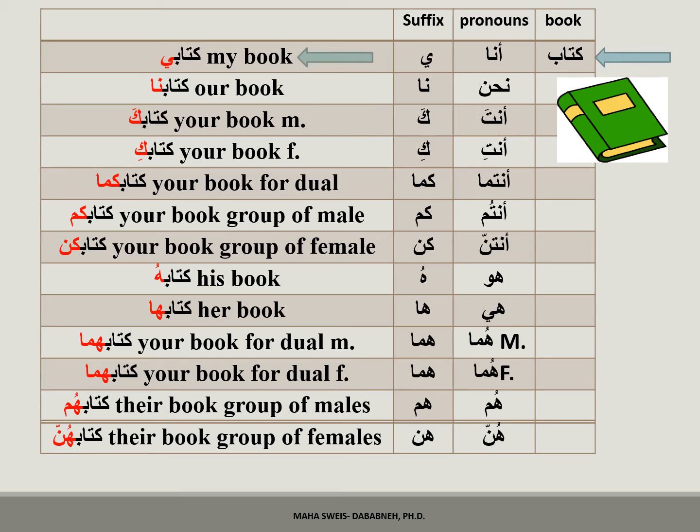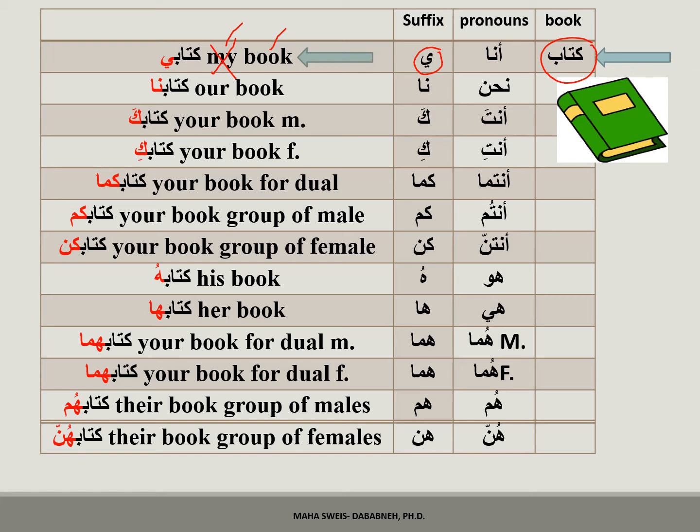You never play with the noun. Keep the noun as it is. You just suffix ya for the word kitab and we pronounce it kitabi. In English, you have my separate and book separate. In Arabic, we have it in one word. Why? Because instead of my, we suffix ya.